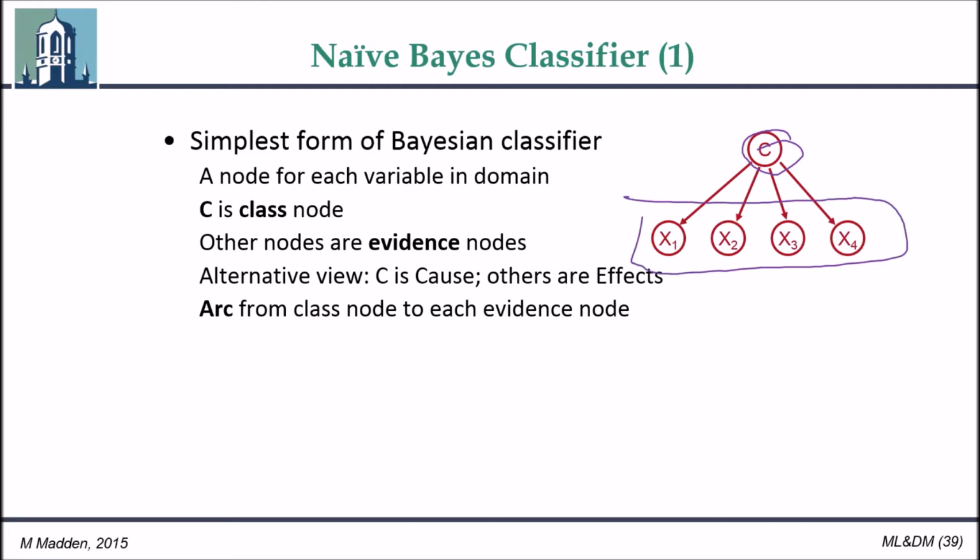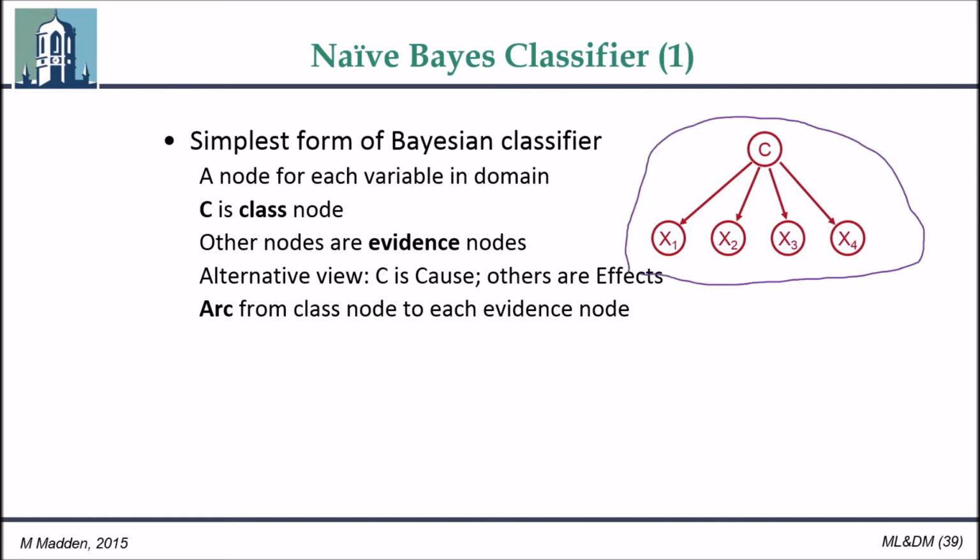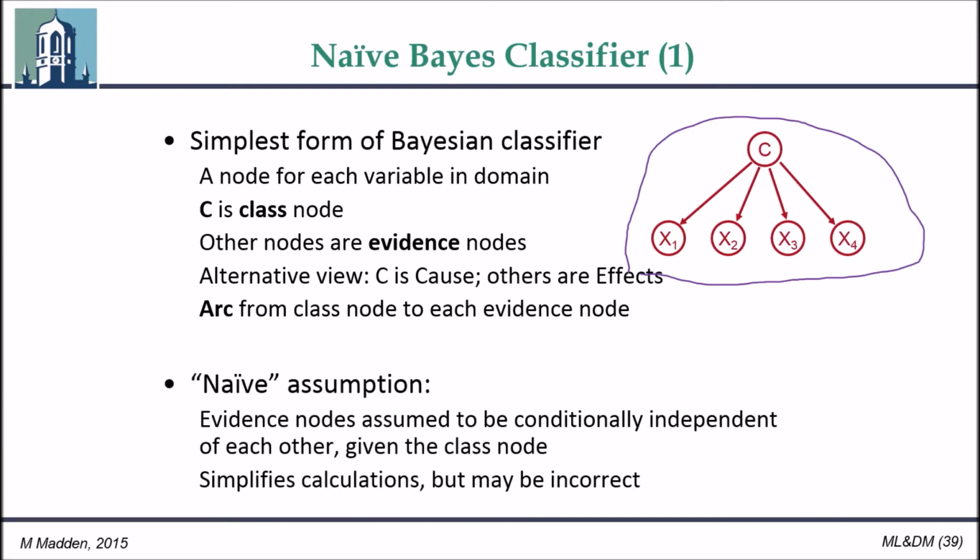Either way, whether we class them as classes and evidence or causes and effects, we have the same structure, and we have an arc from the one class node to every evidence node. And note that we have no arcs in between the evidence nodes. They are conditionally independent, if you remember that that's what those diagrams mean from our previous slides.